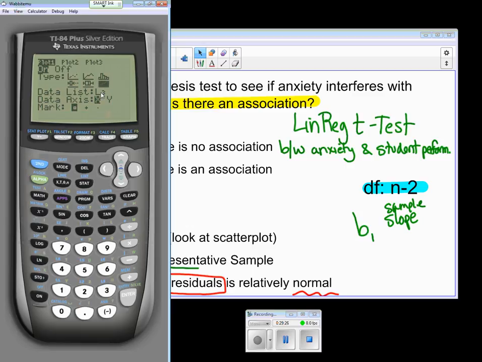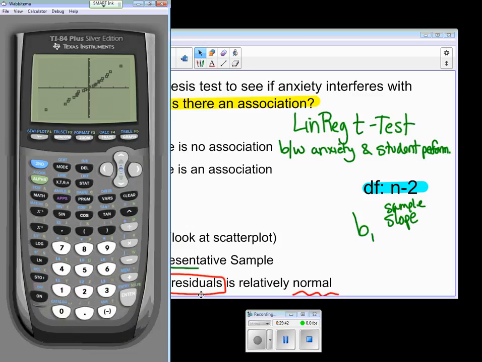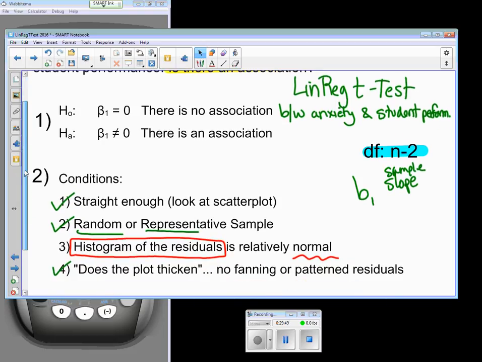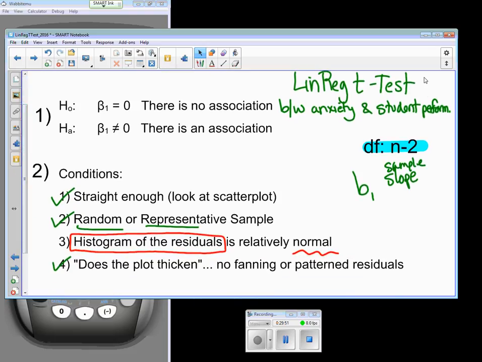And again, it's L3. Remember, the normal probability plot is the last stat plot. And we'll go to ZoomStat. I think that's pretty straight. Wouldn't you agree? So I think that the residuals are pretty normal. So I think we've met the conditions to do the test. Okay? Any questions so far?